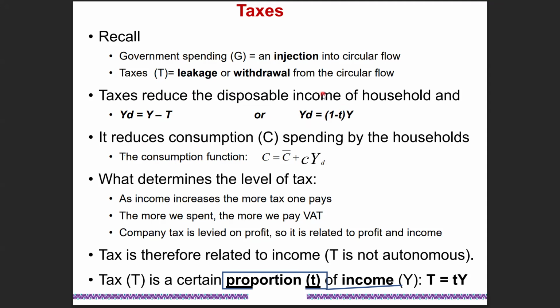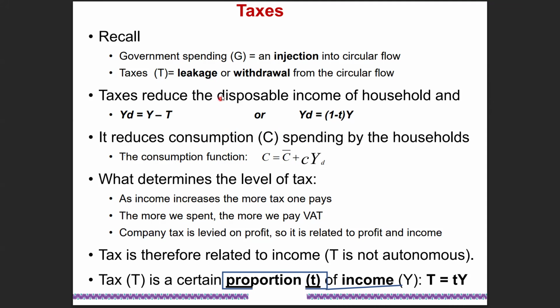Taxes reduce disposable income of households and it also reduces consumption spending by households. Obviously, if your disposable income has been reduced because of an increase in taxation, your consumption is also going to decrease because now you have less money to spend. Sorry, I keep referring to 'your'. Just keep in mind that we are looking at all the households, right? We're not looking at an individual here. We're looking at the consumption by all the households, right?